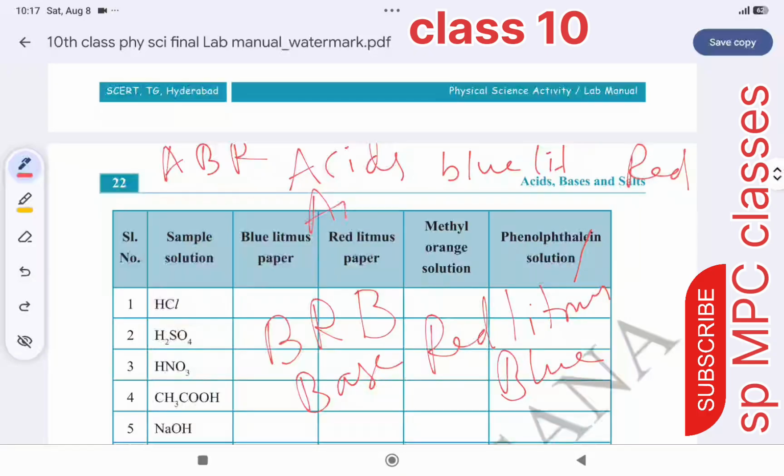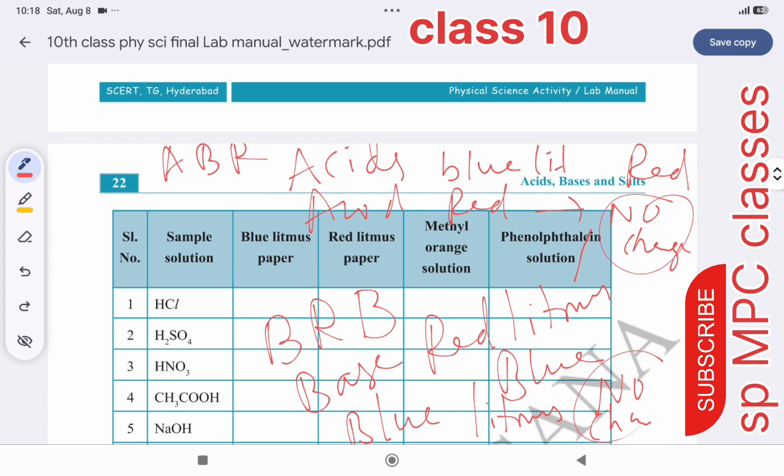In acid, red will be red only. So instead of confusing, here you write no change. Red litmus paper, no change. With the base, blue litmus paper, no change. It is better. Instead of saying red is red only, blue is blue only, you write no change.